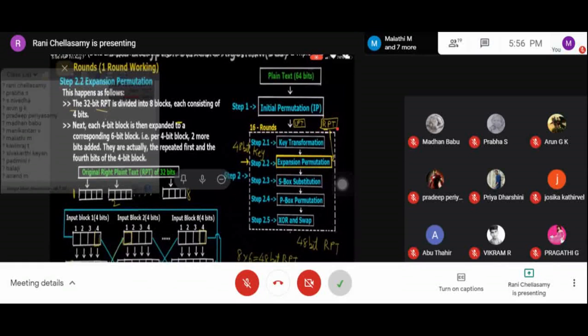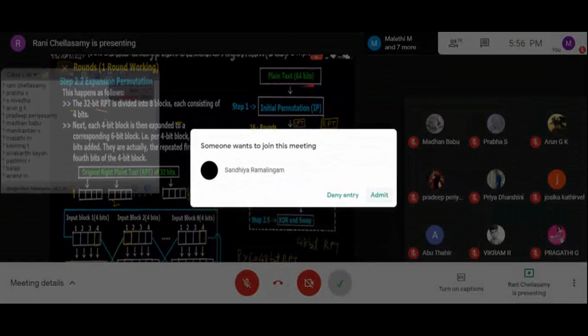What is this? The 64-bit plain text is initially divided into two halves, each carrying 32 bits. Now we are going to consider this 32-bit RPT. At this step 2.2, the 32-bit RPT is going to be considered. This 32-bit RPT is divided into 8 blocks, each block consisting of 4 bits. So 8 into 4 is 32 bits.